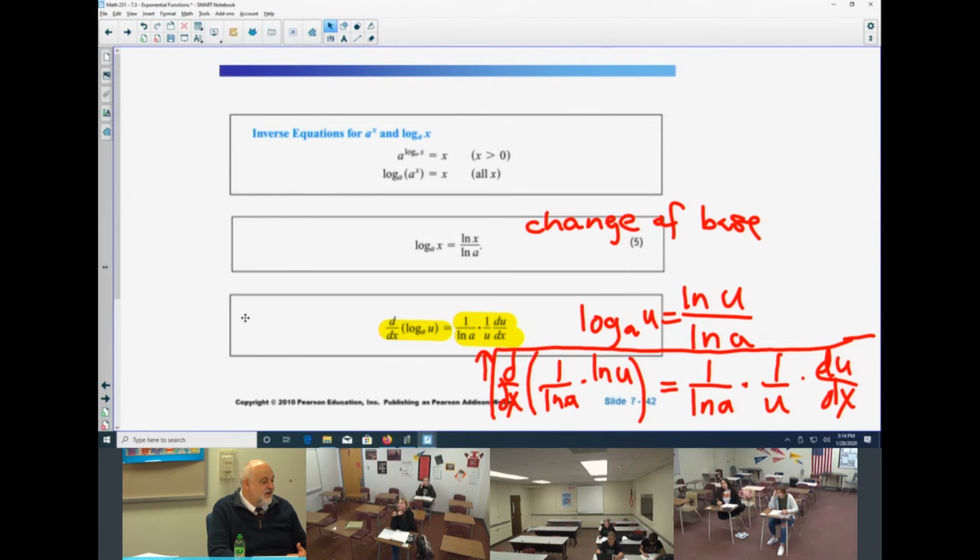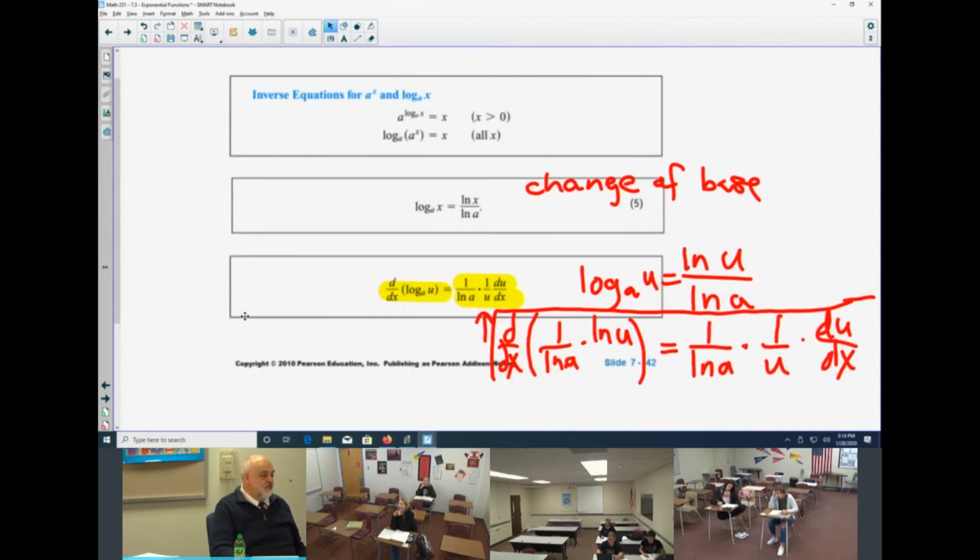So if I had the derivative of, here, I'm going to rewrite this last part.